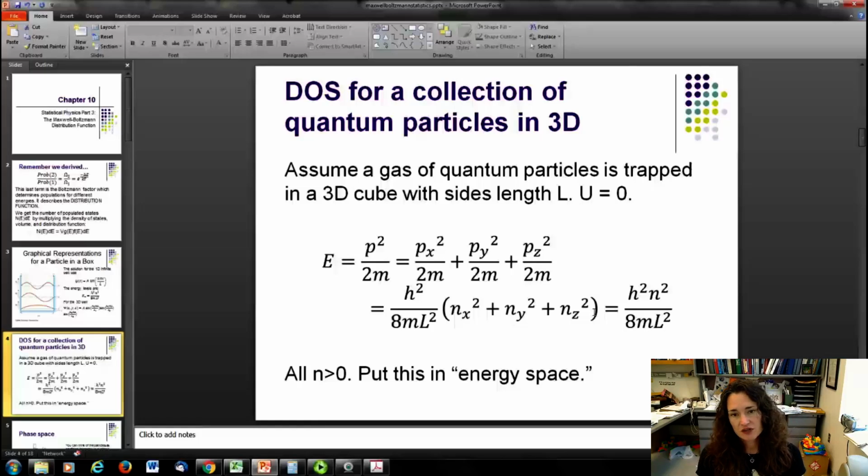Okay? So the only change that I'm going to make to this is I'm going to say, okay, let's assume that our quantum number n squared is equal to the sum of the squares for the independent directions. So here I have n squared is equal to nx squared plus ny squared plus nz squared.